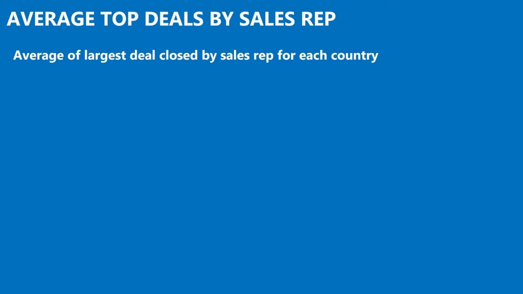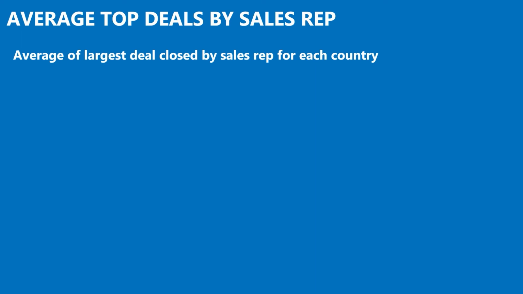In this example, we want to look at the average top deals by the sales rep. What we want to understand is that if there are multiple sales reps, they have several deals that they're closing each year. And if we look at all the deals that they are closing, there has to be one deal that is the largest deal, which basically would be the largest sale amount.